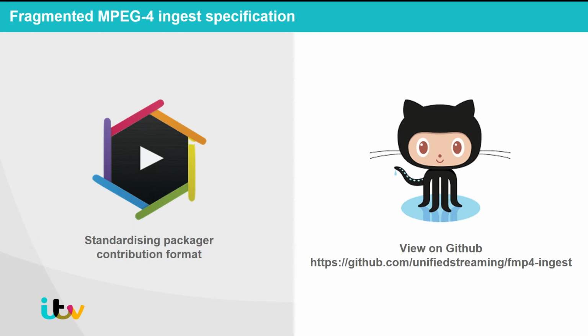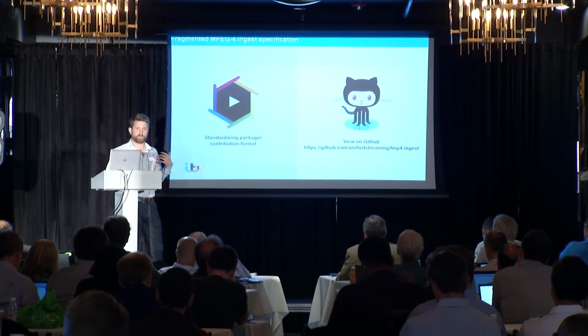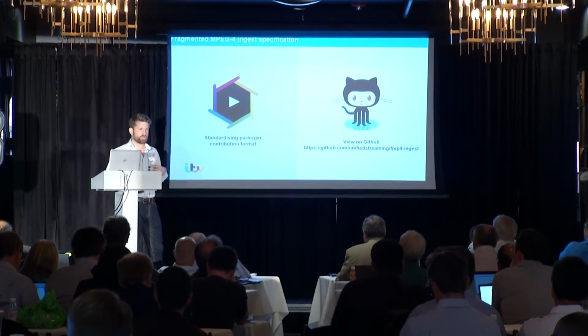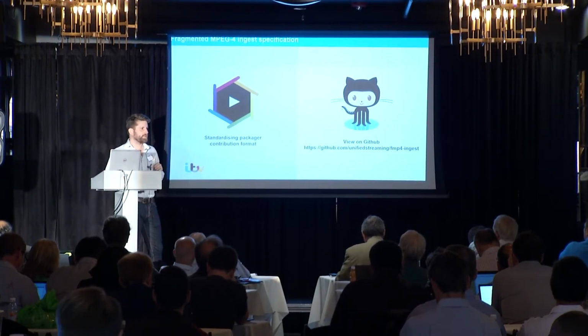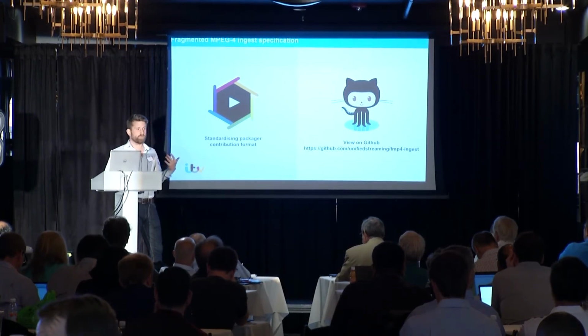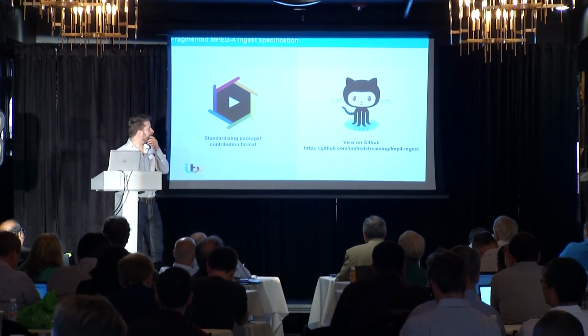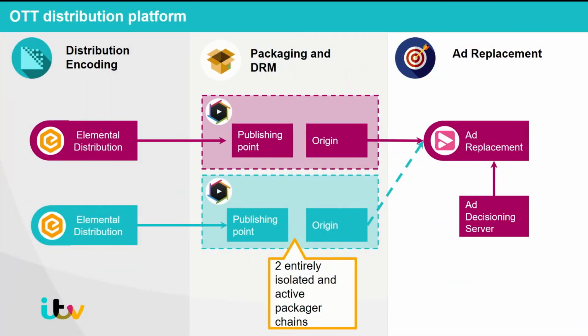Now you might ask, what about solving the problem with Smooth? Do you really want to do Smooth going forward? Probably not. So we're involved in a project by Unified Streaming where we're trying to make DASH a contribution format to packagers for carrying in-band metadata. Trying to use as much as possible what's already in the DASH spec. That wasn't the way it started, but that's the way we're steering it. So hopefully DASH will be able to be a contribution format, or even better CMAF, as a contribution format for packaging ad replacement. We've got two entirely isolated active live chains doing packaging for ad replacement.